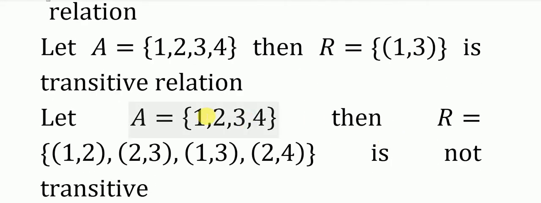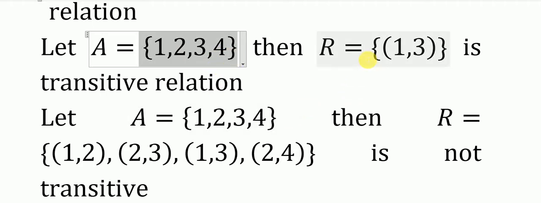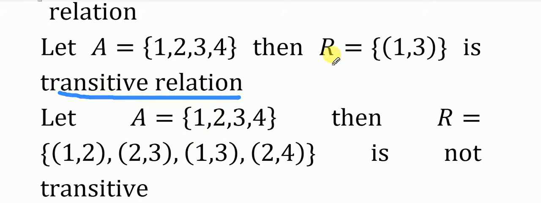So let us look at another example. Here {1, 2, 3, 4} is the set. R is equal to {(1, 3)} is a transitive relation, because transitivity is not denied in this case. So 1 is related to 3, but 3 is not related to any element. If 3 is related to any element, then we have to check whether 1 is related to that element, particularly the one to which 3 is related. So this is clearly a transitive relation, because 1 is related to 3, but 3 is not related to any element.